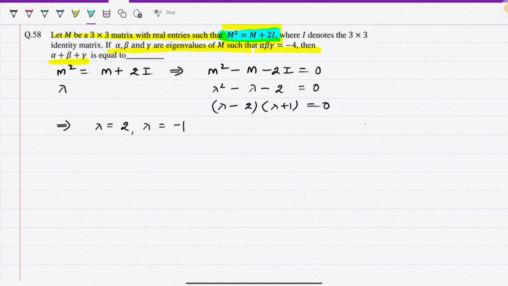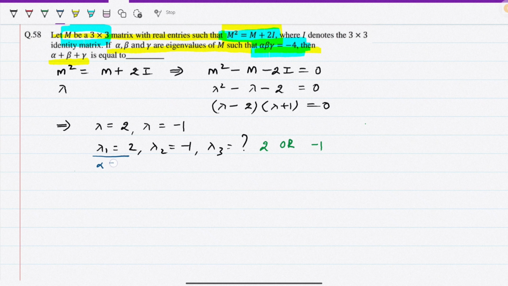Also note that the matrix M has order 3, so we should have 3 eigenvalues, wherein we have only got 2. So lambda 3 is still missing. Thus lambda 3 will have only 2 possibilities: either it will be equal to 2 or it will be equal to -1. So that's the case of repeated eigenvalues, and we are given a relationship to deal with it. Say alpha equals 2, beta equals -1, and this we are going to call lambda.